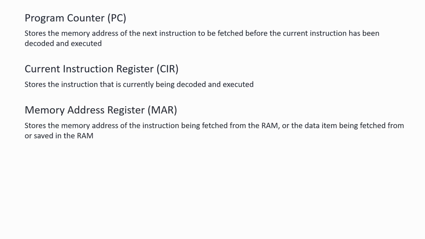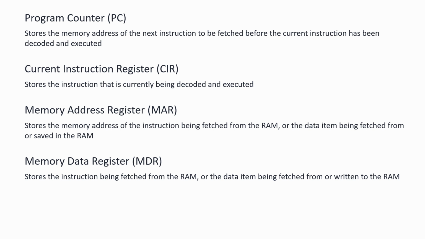The memory address register stores the memory address of the instruction being fetched from the RAM, or the data item being fetched from or saved to the RAM. The wording of this description makes the point that program instructions are only ever fetched from the RAM, but data items can move in both directions. You might have also noticed that memory addresses only ever travel in one direction, from the CPU towards the RAM. We say that the address bus is unidirectional, but the data bus is bidirectional.